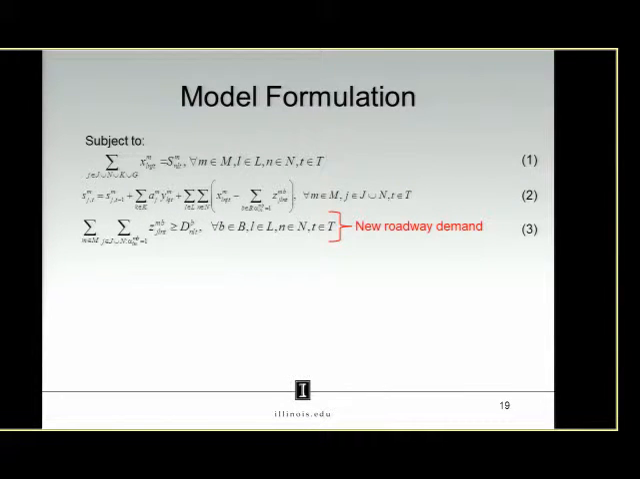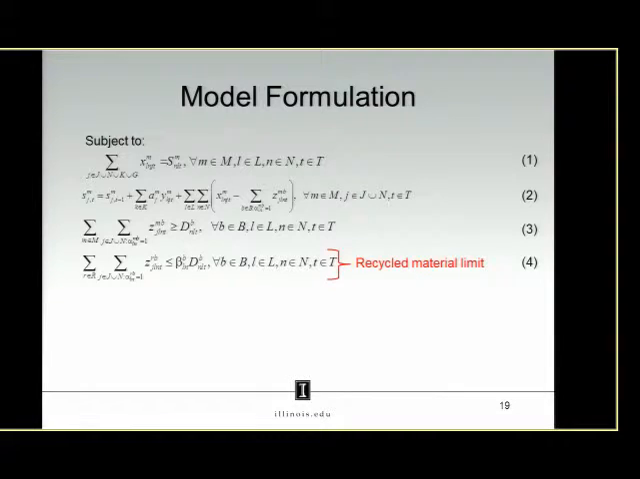And finally, the new roadway has some demand of material, and we need to make sure that we satisfy this demand. As I mentioned earlier, we can only have up to a certain limit that comes from recycled sources. So we enforce that the amount of recycled material that's getting shipped to any particular location, that is a segment and a layer, is less than what we specify.